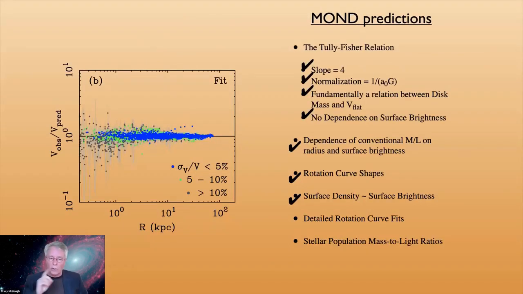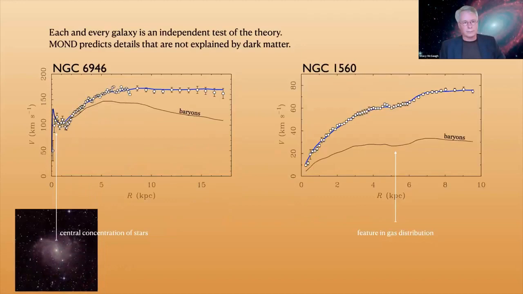So that's an important point, because each and every galaxy has its own personalized mass distribution. So each and every galaxy is a unique test of this force law that Milgrom hypothesized. And it works over and over and over again. So each and every galaxy is an independent test, and the theory captures details that are not explained otherwise.